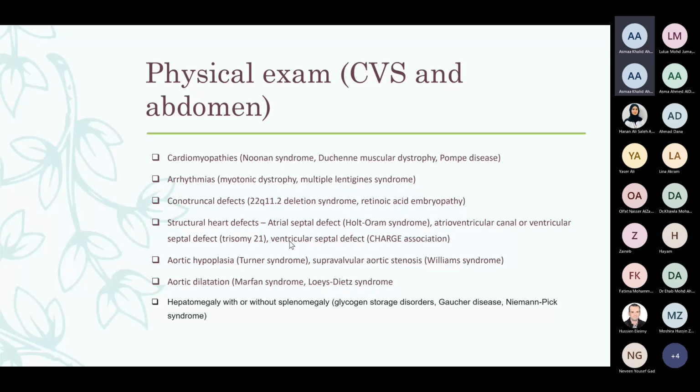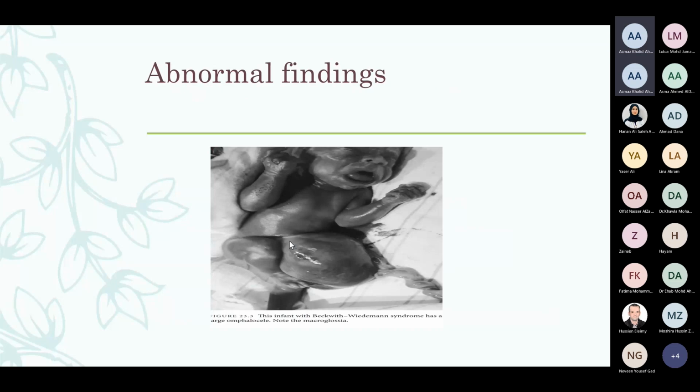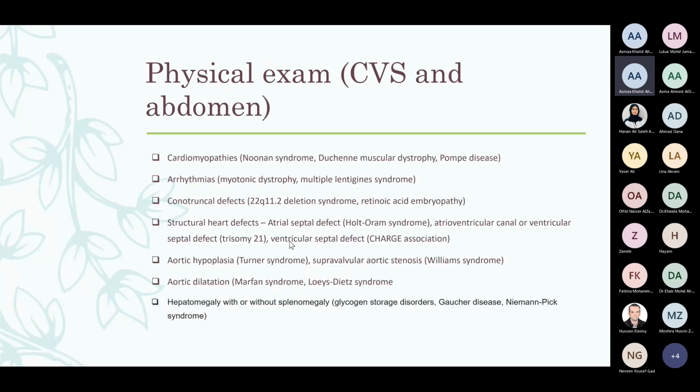Aortic hypoplasia, aortic dilation, hepatomegaly with or without splenomegaly, especially in metabolic types of disease, glycogen storage disease, Niemann-Pick. All this you have to finish the examination with. And this is actually on follow-up with the Beckwith-Wiedemann baby. This is the same.